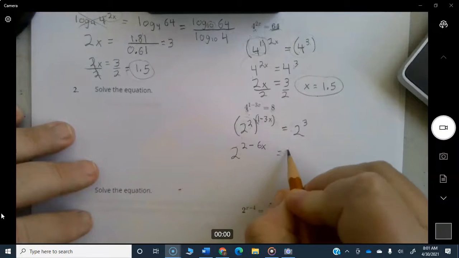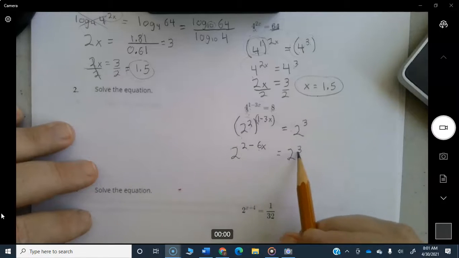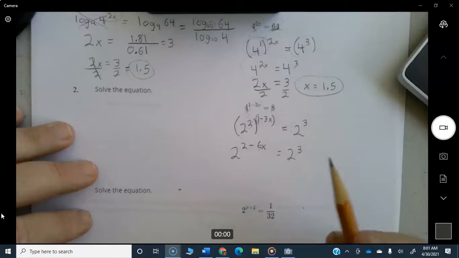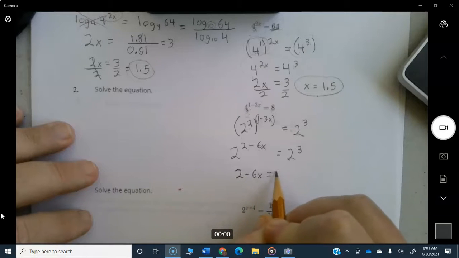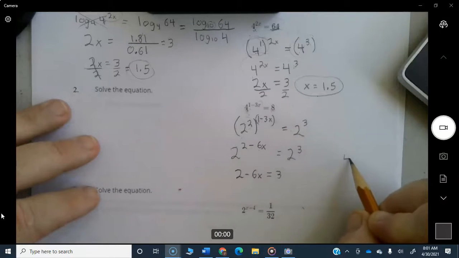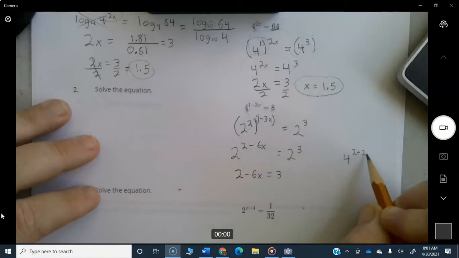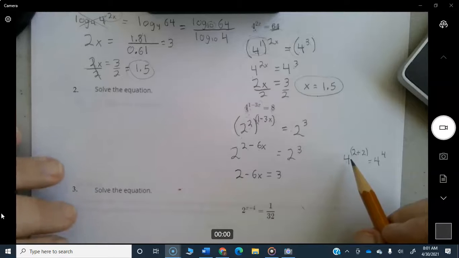And then over here we still have 2 to the third. So if 2 to the 2 minus 6x equals 2 to the third, then 2 minus 6x must equal 3. Let me just give you an example. You don't have to write this down. Is it true that if 4 to the 2 plus 2 equals 4 to the fourth? Now let's see, 2 plus 2 is 4. 4 to the fourth power is going to be 256. Okay.